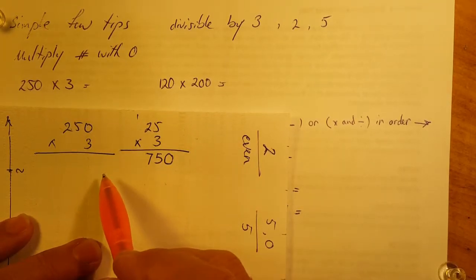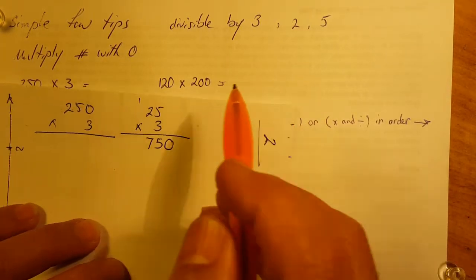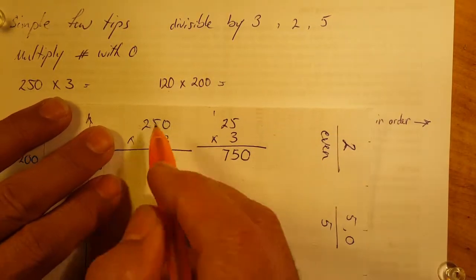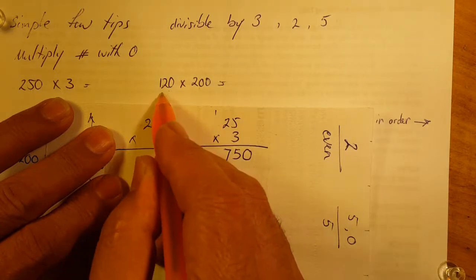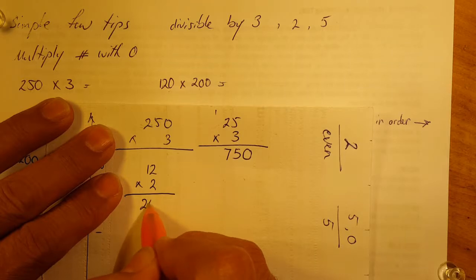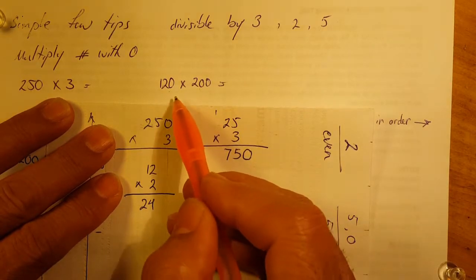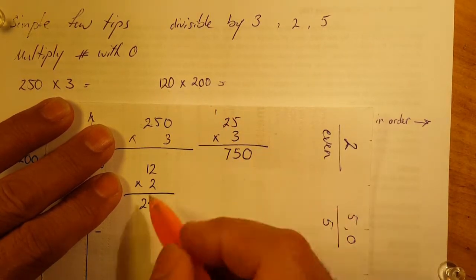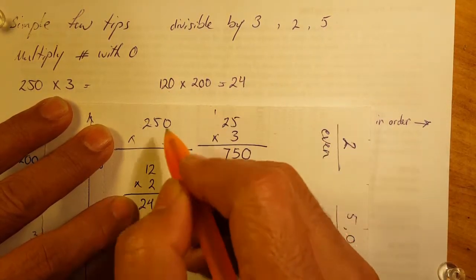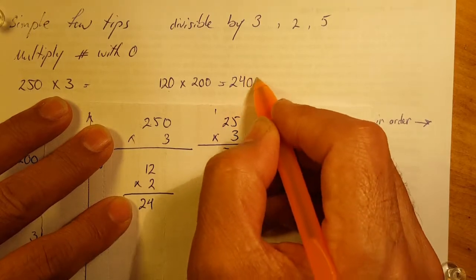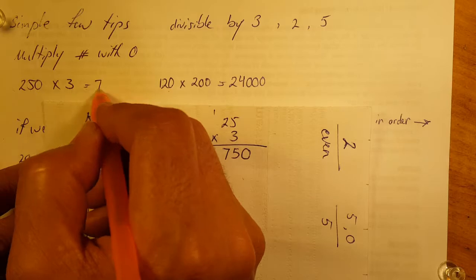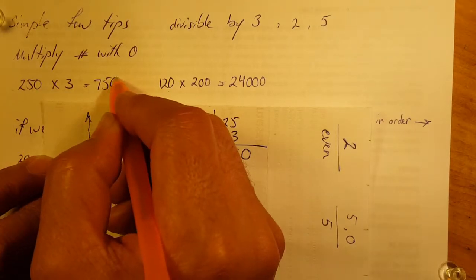Another example is 120 times 200. We can do 12 times 2, which is 24, and then add the zeros: 1, 2, 3 zeros. So 24, and we add the zeros later. And this 25 times 3 is 75, and then add the 0 later on.